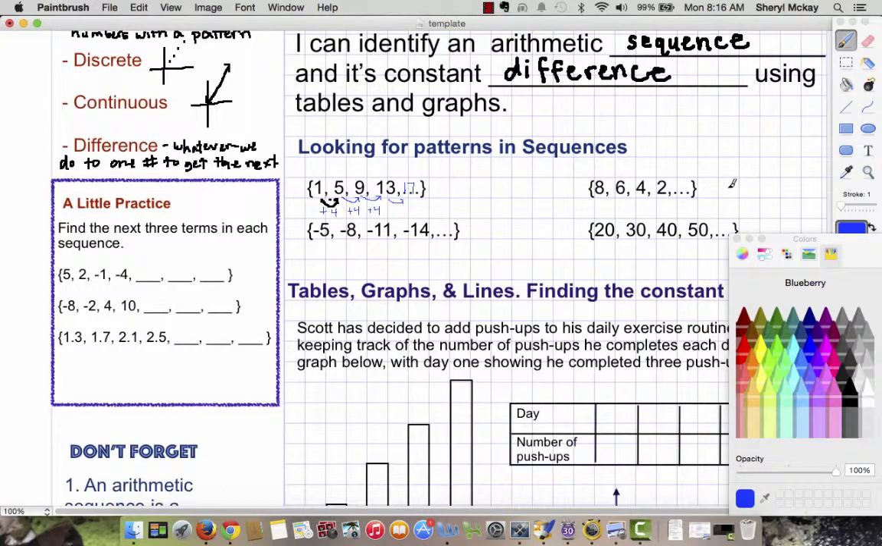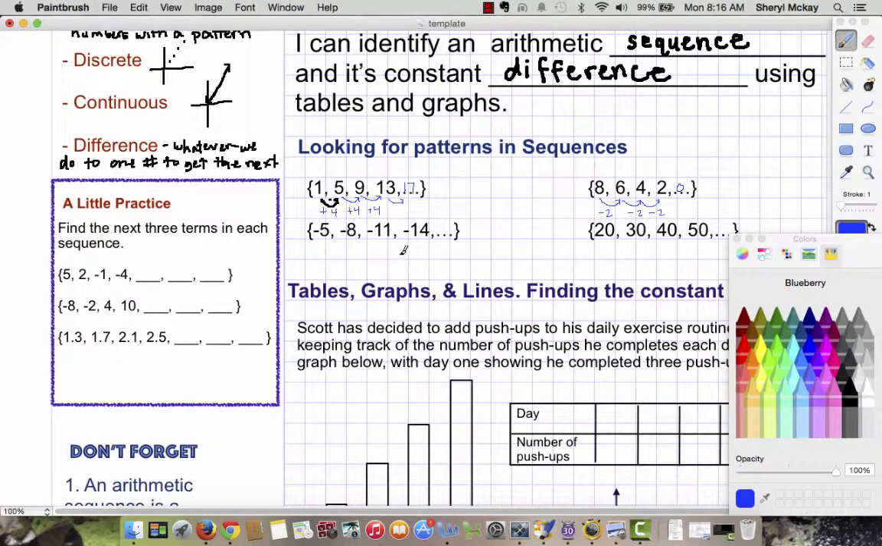Do you see the pattern? 8, 6, 4, 2. Did you notice that from 8 to 6, we subtracted 2? And from 6 to 4, we subtracted 2. And from 4 to 2, we subtracted 2. So what would the next term be? We subtract 2 and we get 0.